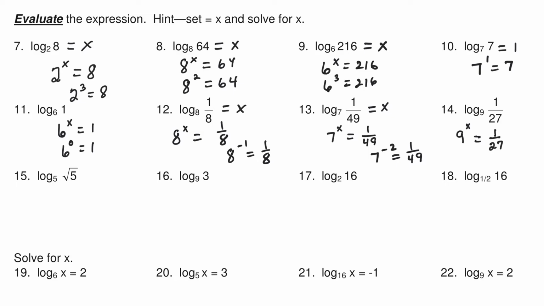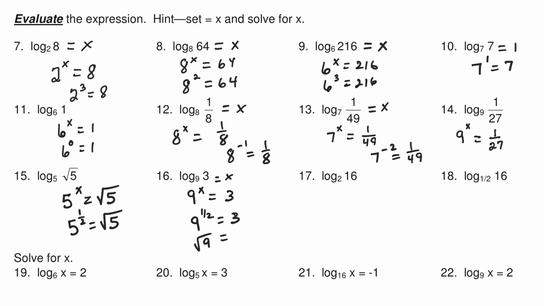We're going to go to number 15. So we have 5 to some power gives me the square root of 5. And the only thing that will give you the square root of 5 is 5 to the 1/2 power. That means square root of 5. Number 16, we have 9 to the x power is equal to 3. So this is the same thing as saying 9 to the 1/2 power equals 3. Square root of 9 means 9 to the 1/2 power. That's 3.